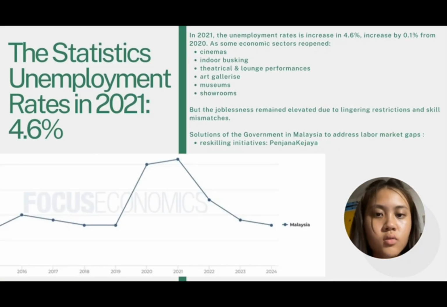In 2021, the unemployment rate increased to 4.6%, an increase of 0.1% from 2020, as some economic sectors were reopening, but joblessness remained high due to lingering restrictions and skill mismatch. A solution for the government in Malaysia to address labour market gaps is reskilling incentives.